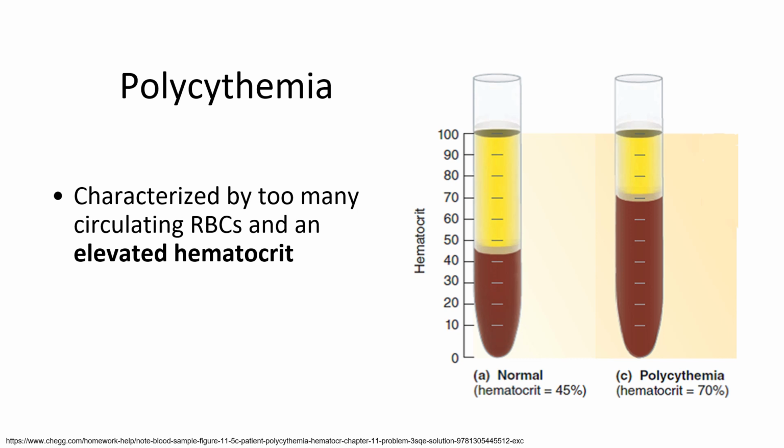Polycythemia, on the other hand, so we talked about anemia meaning a low hematocrit. Polycythemia is characterized by too many red blood cells, or too many erythrocytes, which results in an elevated hematocrit. Remember, a normal hematocrit is around 45% of the total blood volume being erythrocytes. In polycythemia, the hematocrit can be around 70%.